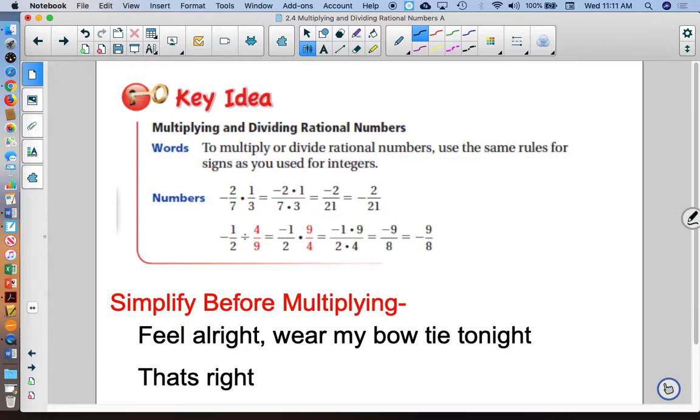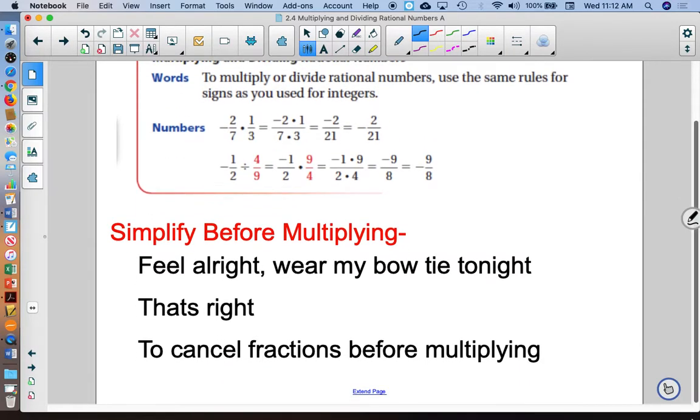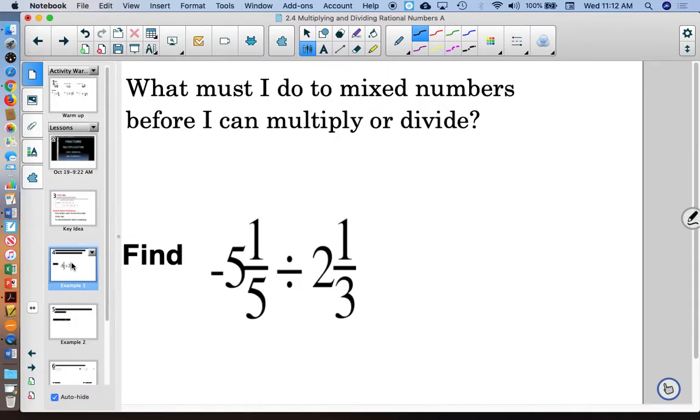Alright, so take a look. Just showing us how to do it again. I've put in the bow tie on it, just so you remember. Cancel the fractions before you multiply them. Make sure you put that bow tie on and reduce fractions before you multiply. It reduces the chance of error. Every little bit you do reduces the chance of error, and it helps you not have to deal with the big honking numbers. We don't like big numbers.